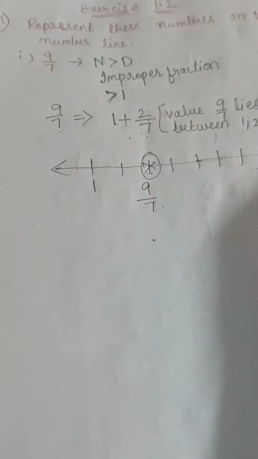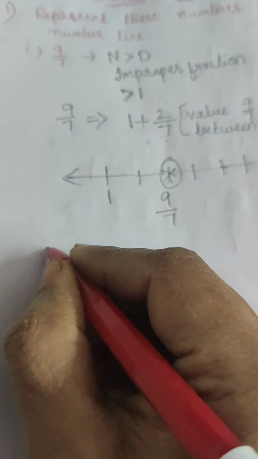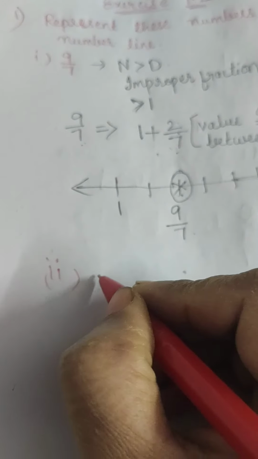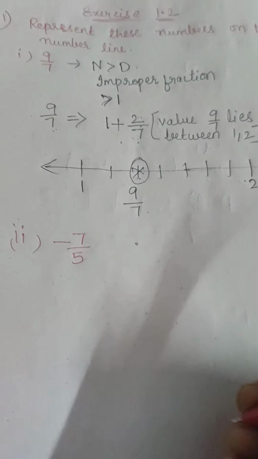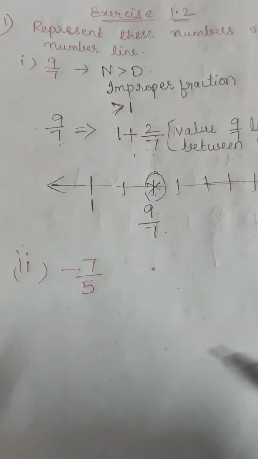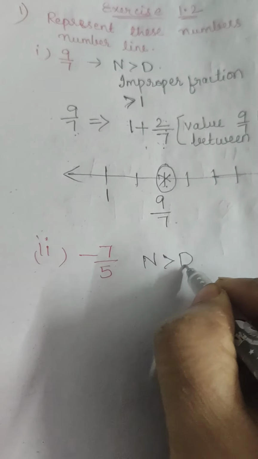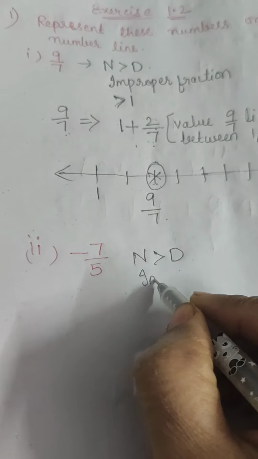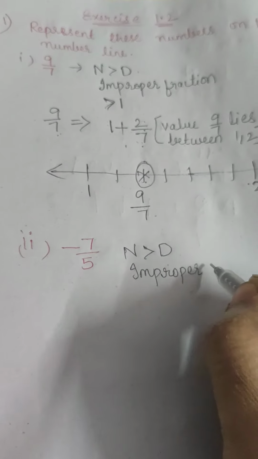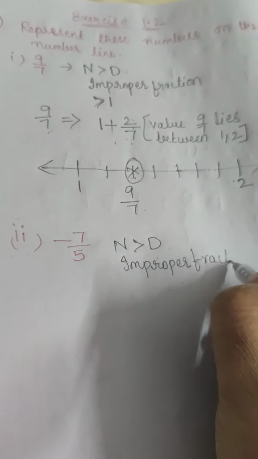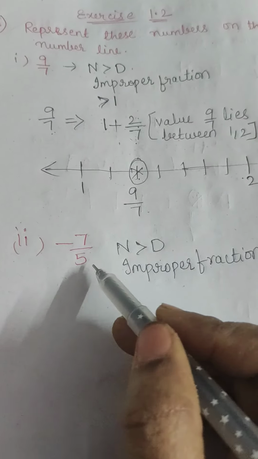Okay, let us take the second one, number 2, minus 7 by 5. By seeing this we can understand that numerator is greater than denominator. Again, this is also an improper fraction. So let us convert this again into a mixed fraction, and let us know between which numbers this value lies.